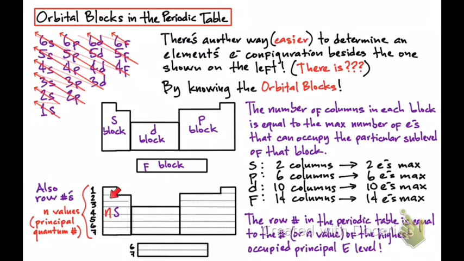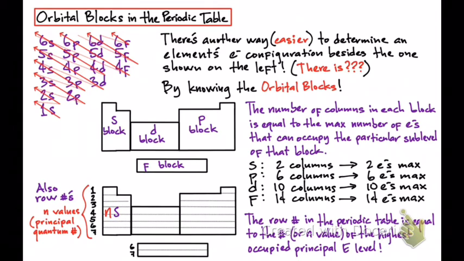If you have the element right below hydrogen, which is lithium, the highest energy level that it's occupied with an electron is the 2s, because lithium is on the second row in the s block. You can do the same for sodium, 3s, and so on and so forth. Beryllium is on the second row, s block, so the highest energy level that it occupies is also 2s, similar to lithium.